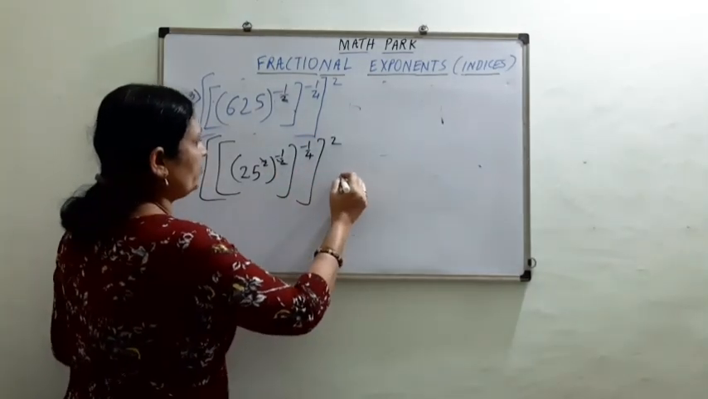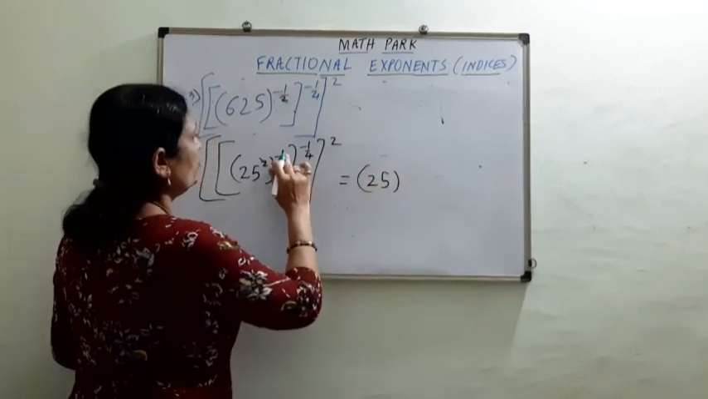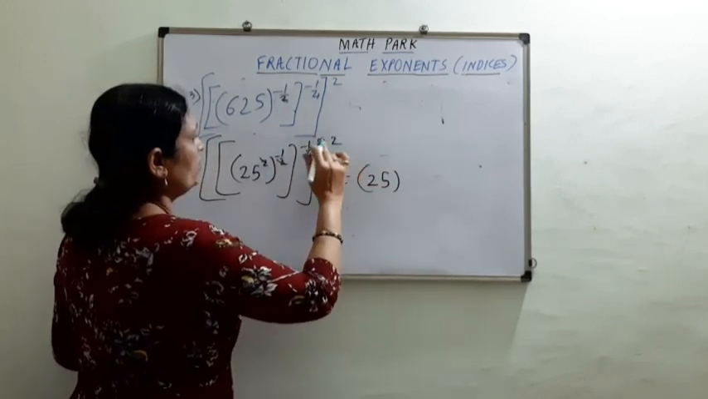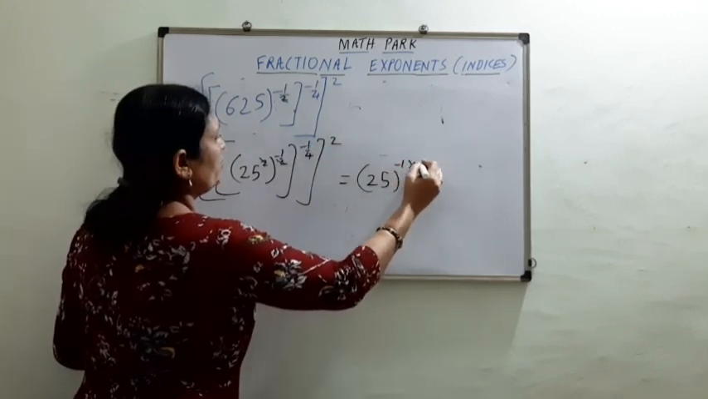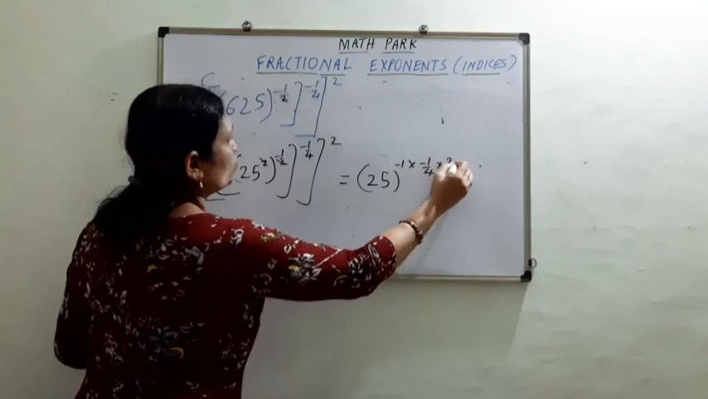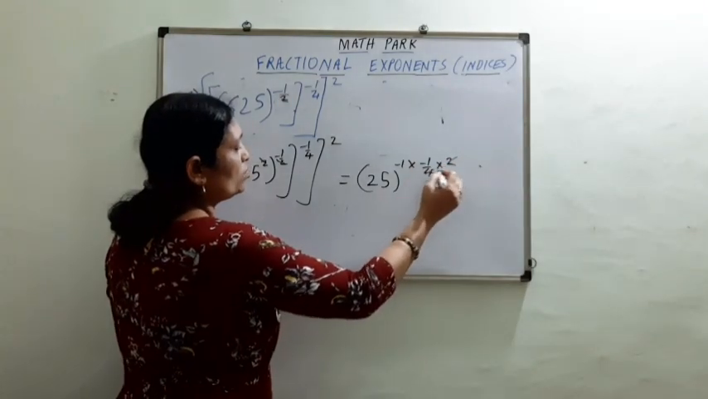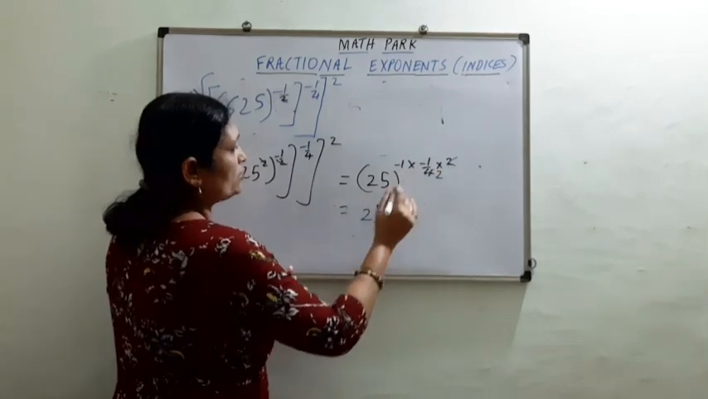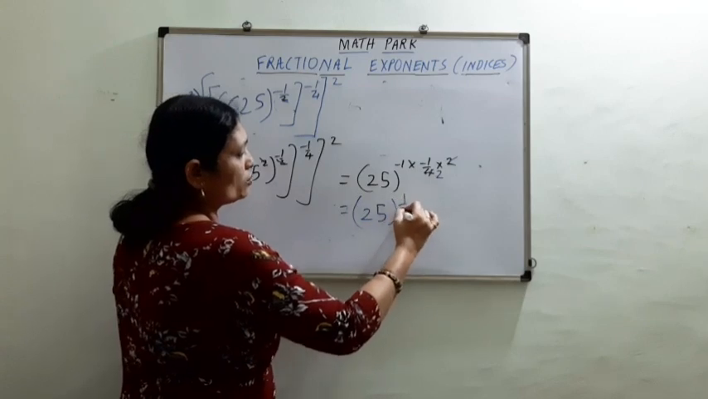And then further when we simplify, we get 25 raised to, this was minus 1. Minus 1 into minus 1 is 1. And this you get as minus 1 into minus 1 by 4 into 2. On simplifying this, you get 2 ones are 2 and 2 twos are 4. You get 25 raised to minus 1 into minus 1 is positive 1. So 25 raised to 1 by 2.